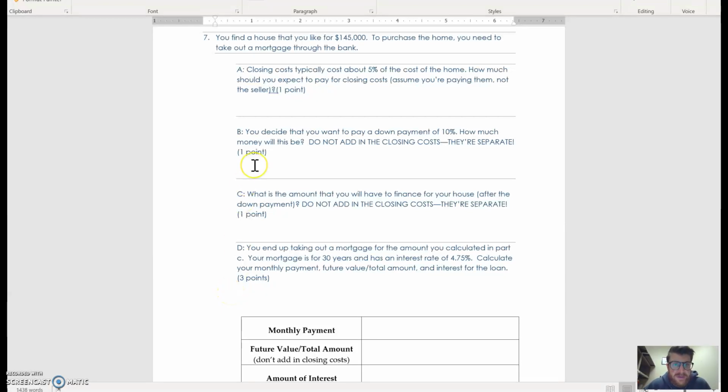All right, on to the next page. So, number 7, we're going through a mortgage on a house. Now, question A is asking about closing costs.